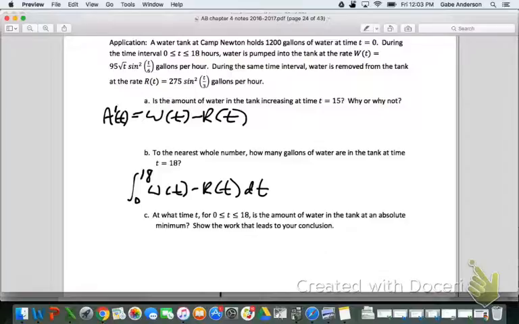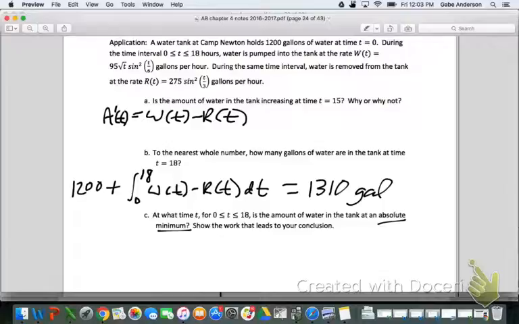So if we put 1,200 right here, we added that to the change, and it ended up being 1,310. Okay, so 1,310 gallons for the amount at t equals 18. So that's what we did yesterday. Moving on to C. C says, at what time t on the closed interval 0 to 18 is the amount of water in the tank at an absolute minimum? That feels like a pretty key word, absolute. Show the work that leads to your conclusion.